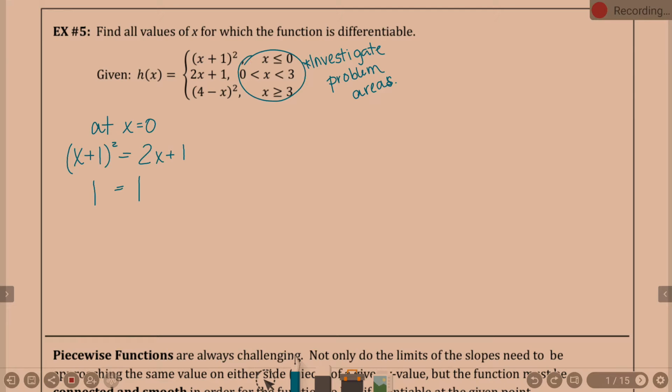If you think about this graph, x plus 1 squared is a parabola. Okay. 2x plus 1 is a line. Both of those pieces are going to be smooth continuous functions, yes. And they meet up. So it's continuous and it's going to be differentiable when x equals 0 for that reason. Okay?